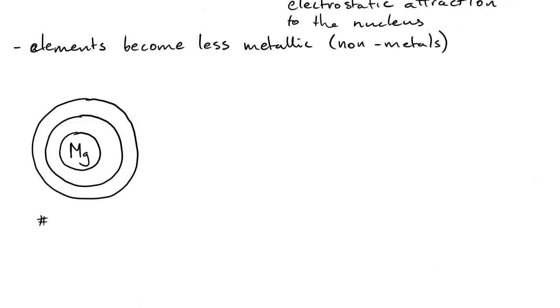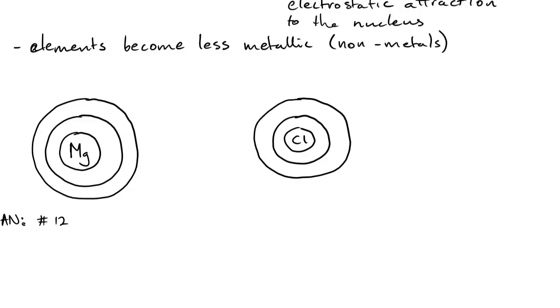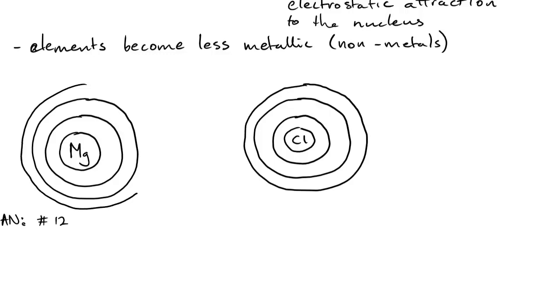So magnesium is number 12. That's the atomic number. I'm just going to write AN. And I'm also going to compare this to chlorine. Same thing, it has 3 electron shells, which I actually haven't drawn properly. Okay, there we go, and then it has to have 1 more electron shell. So they're in the same period, therefore they have exactly the same number of electron shells. So this is number 17.